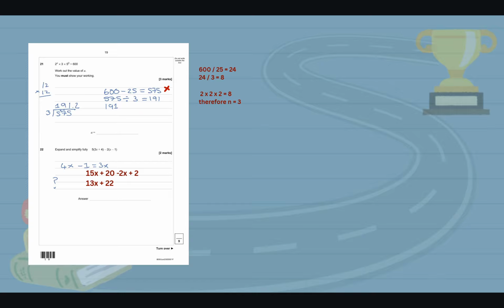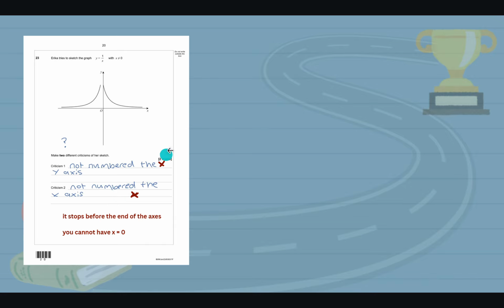Bottom one says expand and simplify fully. 5 brackets 3x add 4 minus 2 brackets x minus 1. So if we expand the first bracket first, 5 times 3x is 15x, 5 times 4 is 20. Minus 2 times x is minus 2x, minus 2 times minus 1, 2 negatives make a positive, therefore giving us positive 2. If we collect the x's, 15x minus 2x gives us 13x, and 20 plus 2 gives us 22. The end answer for this one is 13x add 22 then.